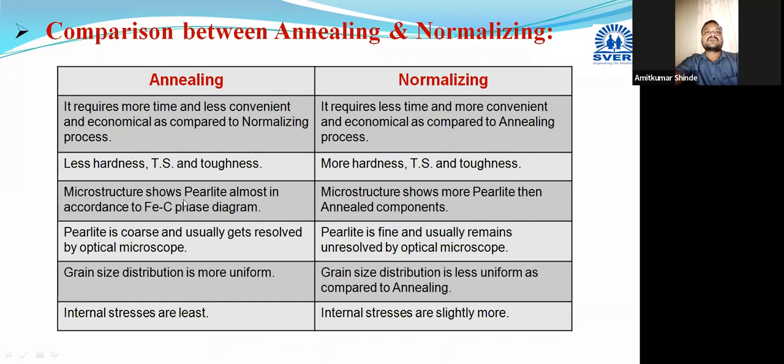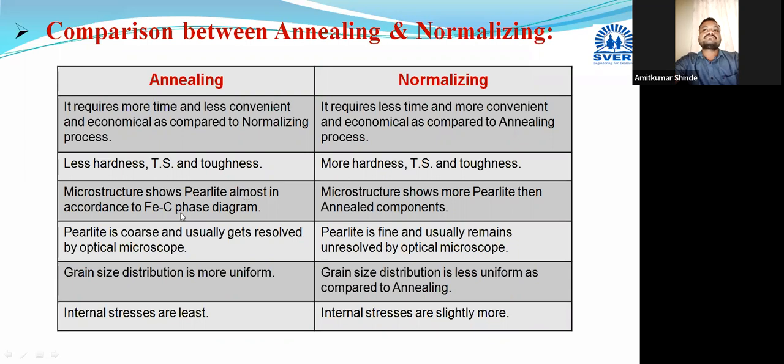Then the microstructure shows, in both cases we are getting pearlite only, in annealing also and in normalizing also. But the pearlite obtained in annealing is coarse. Hence its properties like hardness, tensile strength, toughness or ductility are inferior to those obtained in the normalizing process, because the pearlite obtained there is fine.